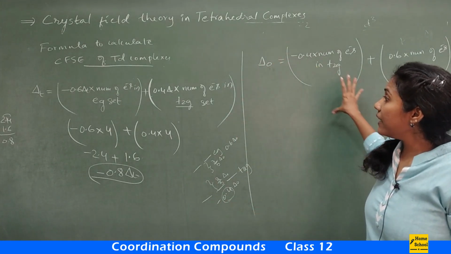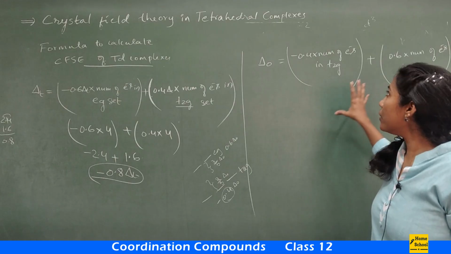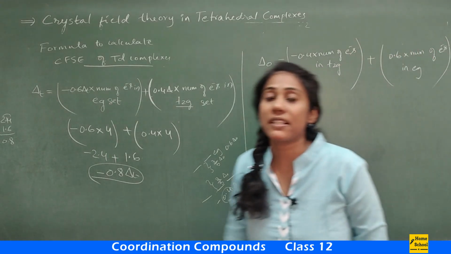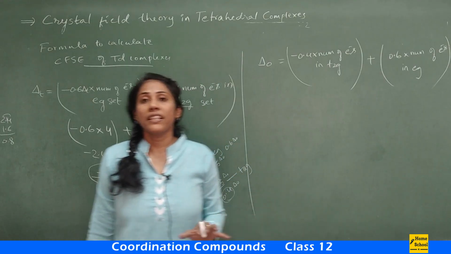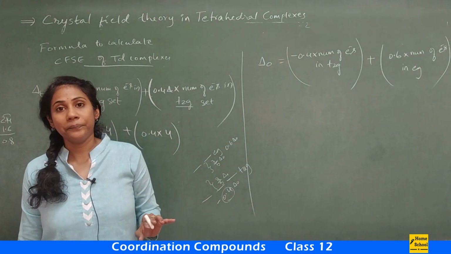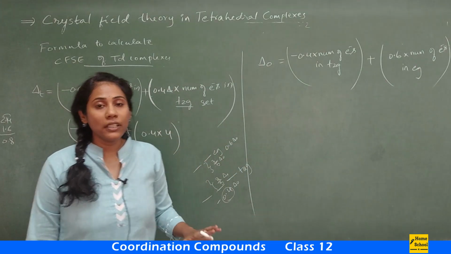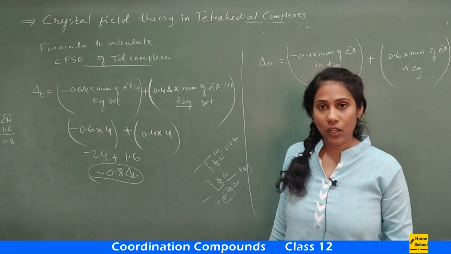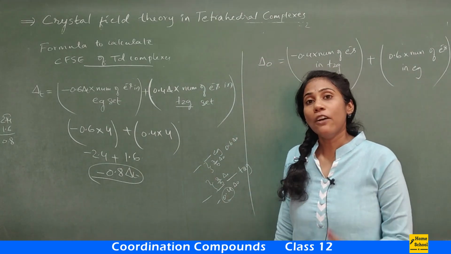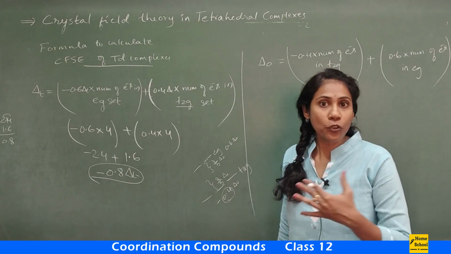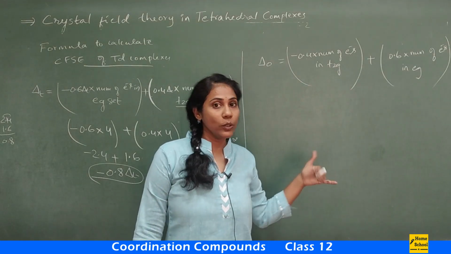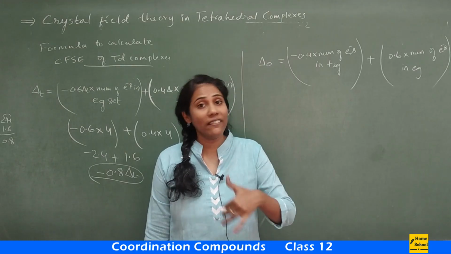And to calculate delta T or delta naught, you must compulsorily write the electronic configuration of a complex. So writing the electronic configuration is very, very critical here. So that's all about crystal field splitting in both tetrahedral and octahedral complexes. Now we will discuss a few questions in our NCERT textbook relating to this concept, so that you will have an idea.